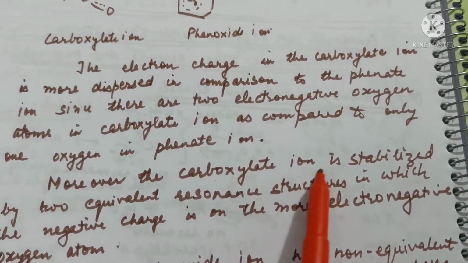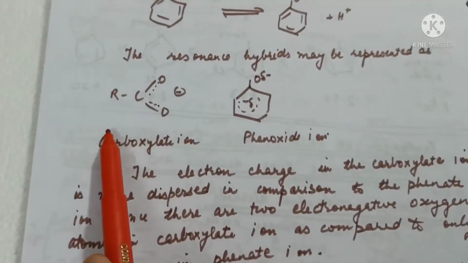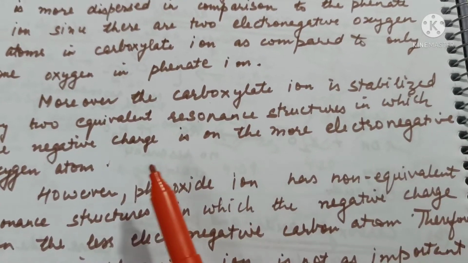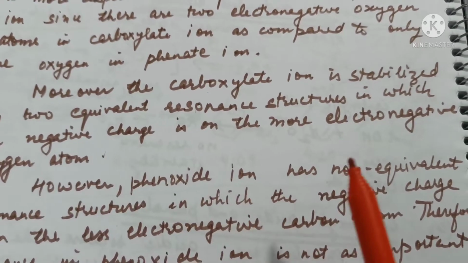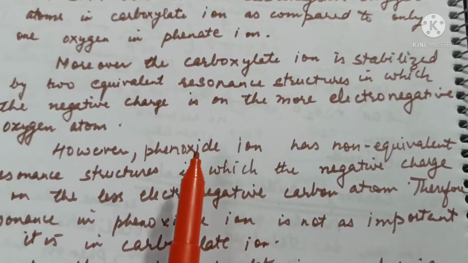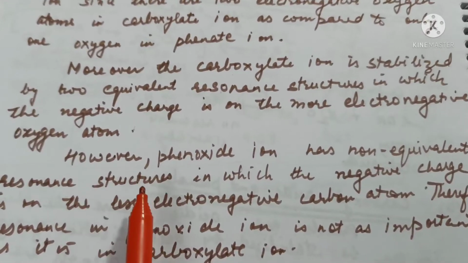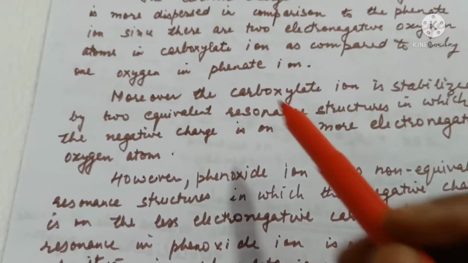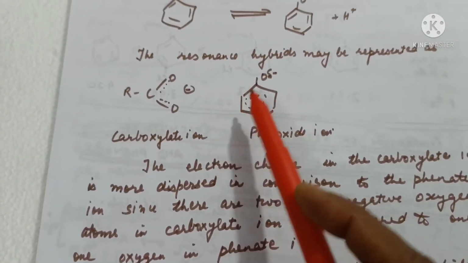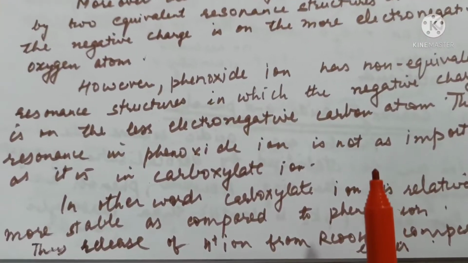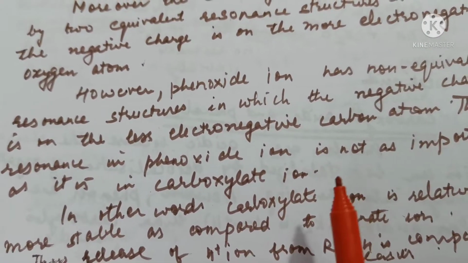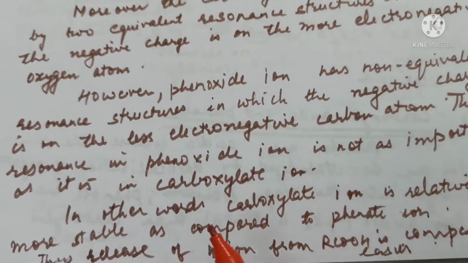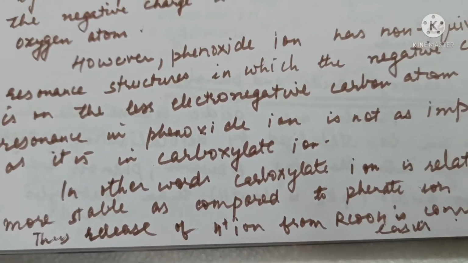Moreover, the carboxylate ion is stabilized by 2 equivalent resonating structures in which the negative charge is on the more electronegative oxygen atom. In the phenoxide ion, there are non-equivalent resonance structures in which the negative charge is on the less electronegative carbon atom of the ring rather than on the more electronegative oxygen atom. So the carboxylate ion is more stable than the phenoxide ion, and carboxylic acid is a better acid than phenol.